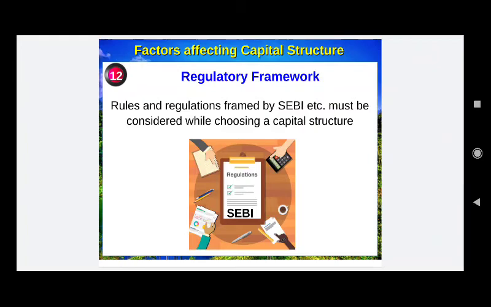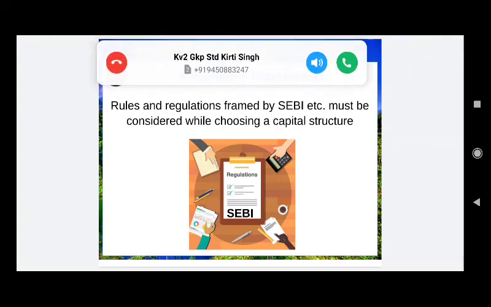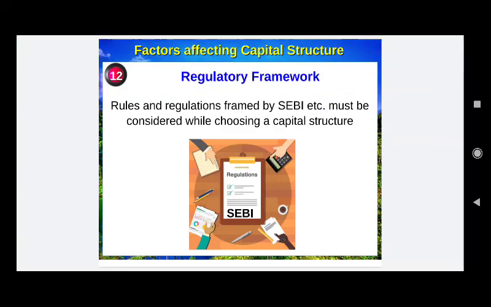12. Regulatory framework. Regulations and rules framed by the Securities and Exchange Board of India (SEBI) must be considered while choosing a capital structure, because sometimes SEBI gives regulations about the issue of shares and debentures according to its own requirement.